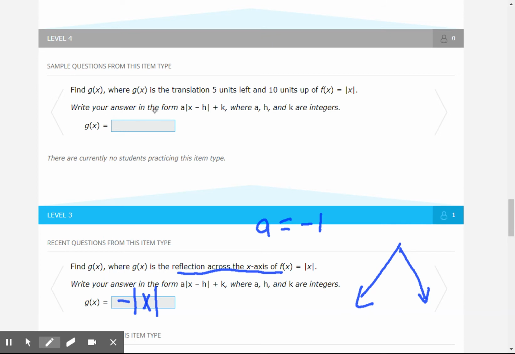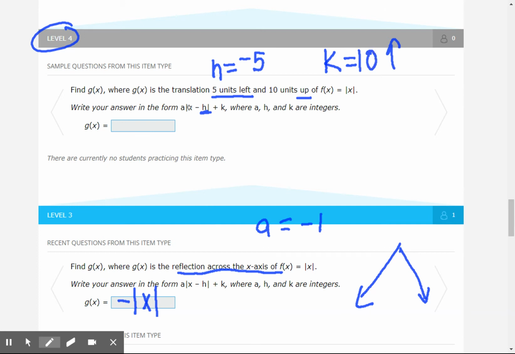Looking at level 4, we see that there are multiple translations that it wants us to do. So it says find g of x, where g of x is a translation 5 units to the left. So that makes our h value inside the absolute value. Left means a negative, so it's negative 5. And in the back, our K, it says it's going to be 10 units up. So K is going to be going up, which is a positive direction, so it's 10.